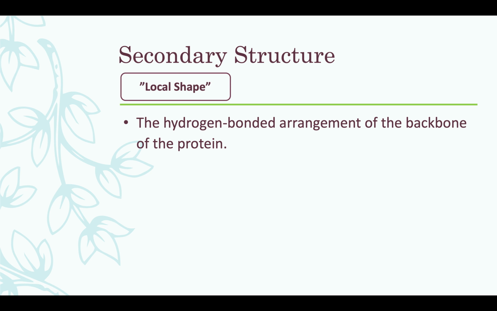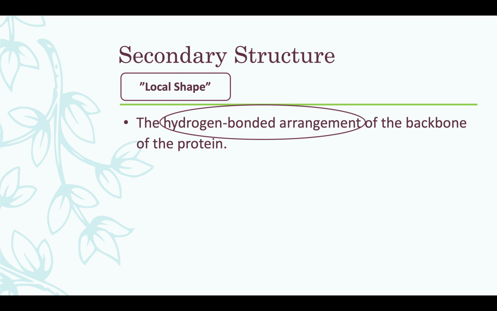Now, let's move to the secondary structure of your proteins. The secondary structure of your proteins, sometimes referred to as the local shape, is the hydrogen bonded arrangement of the peptide backbone, or of the peptide chain. Note that the nature of the bonds in the peptide backbone plays an important role here, and that the stabilizing forces only come from the peptide backbone, which is your hydrogen bond.